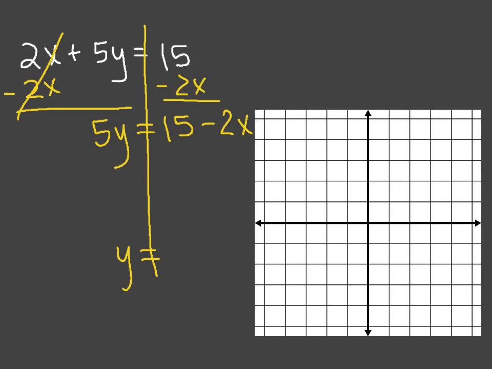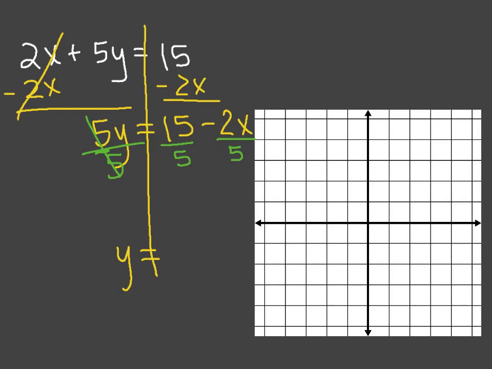Now from here, we still do not have slope-intercept form because our y is not by itself. So what we need to do is get rid of this 5. To get rid of a number connected to a variable, we need to divide. So we're going to divide by 5. Now on the other side of our equation, since there are two values, we need to divide both of these values by the number 5. So my 5's cross out, and now my y is by itself.